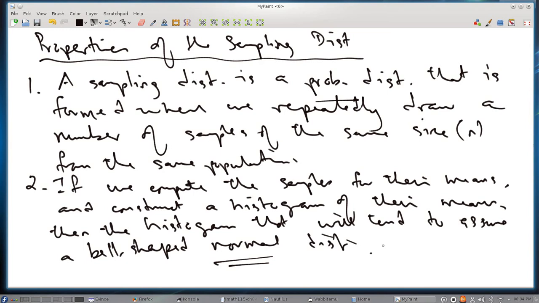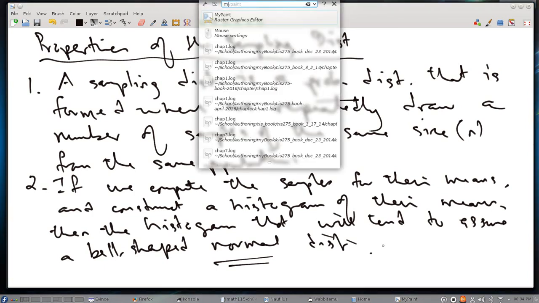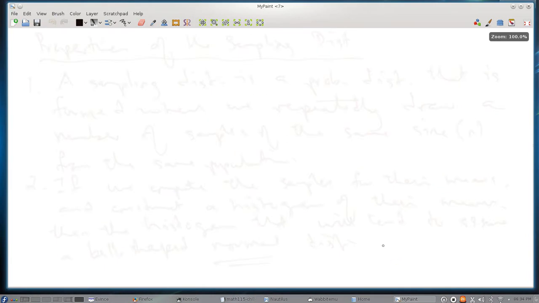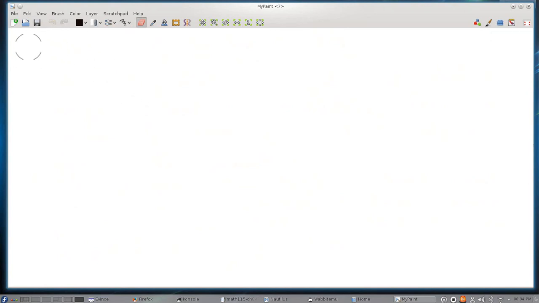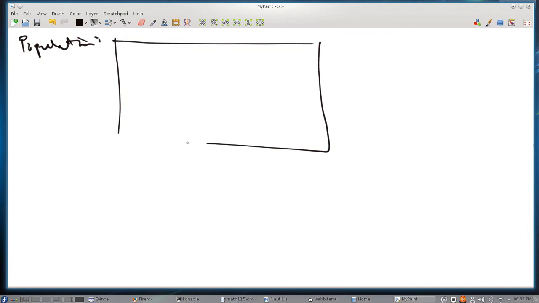So graphically, this is what it looks like. Let me construct the layout of these two properties graphically for us. So it looks something like this. Basically, here we have a population, right? Let's use a Venn diagram to study this. So here we have a population that's something of this nature. Here we will repeatedly draw samples of the same size from this population.